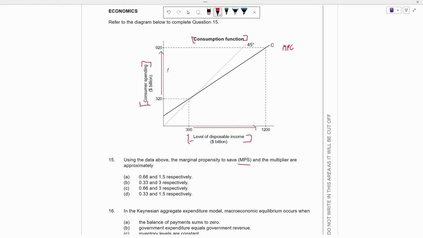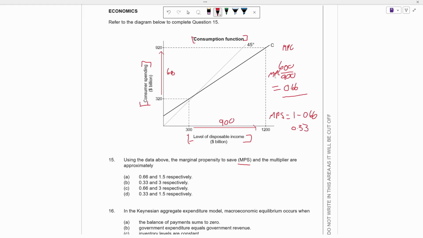So there was an increase of 600 and an increase of 900. We could do 600 divided by 900. So our MPC would equal 0.66. Now, this is our marginal propensity to consume. Now, to figure out the MPS, it's just MPS equals 1 take away 0.66. So that gives us 0.33.